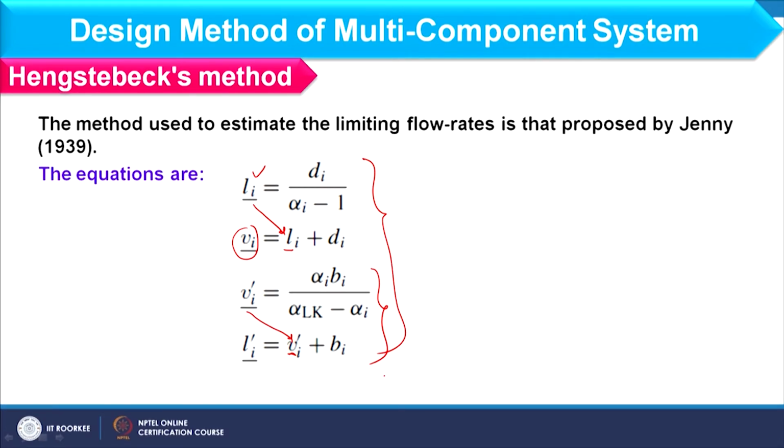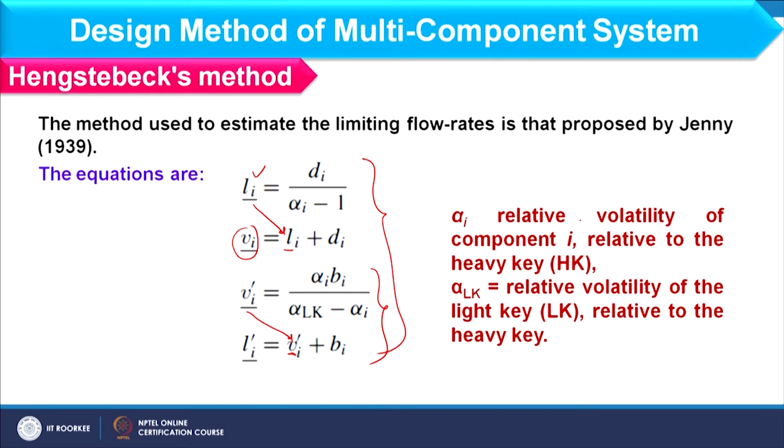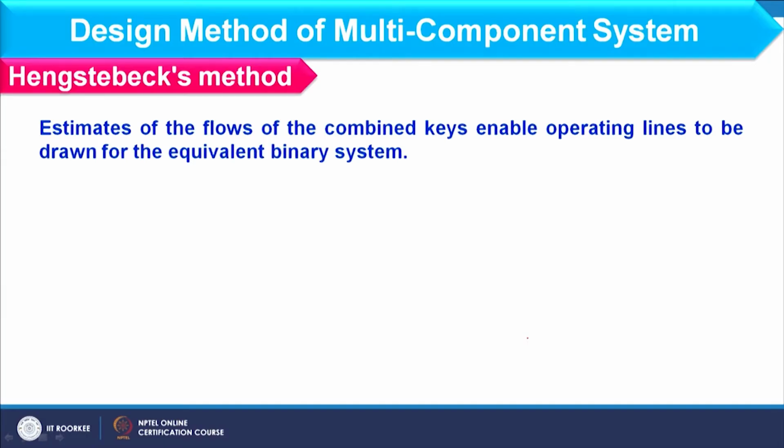So, this correction you can consider, and we can have alpha i, which is the relative volatility of component i relative to the heavy key. And alpha Lk is basically the relative volatility of light key relative to the heavy key. So, when we consider a multi-component system, relative volatility we can always obtain based on heavy key. And now we will consider Hengstebeck's method, as it estimates the flows of combined key which enable the operating lines to be drawn for the equivalent binary system.